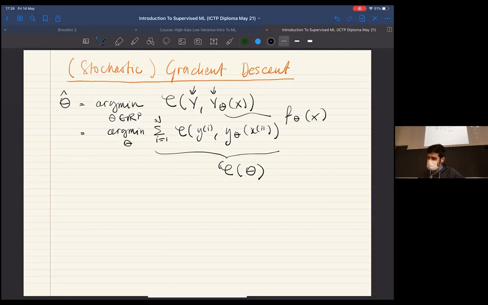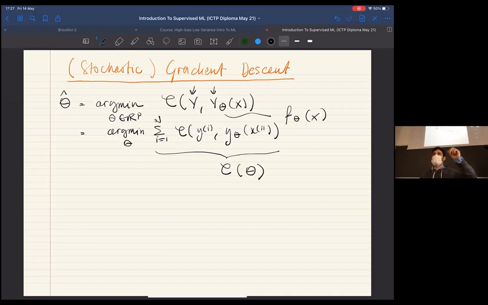It's a C, it's not a phi. Sorry? Say it again. Yes, so, okay. What she says is taking the derivative, so setting the gradient to zero, okay? Which means finding a point where the gradient is zero, okay?